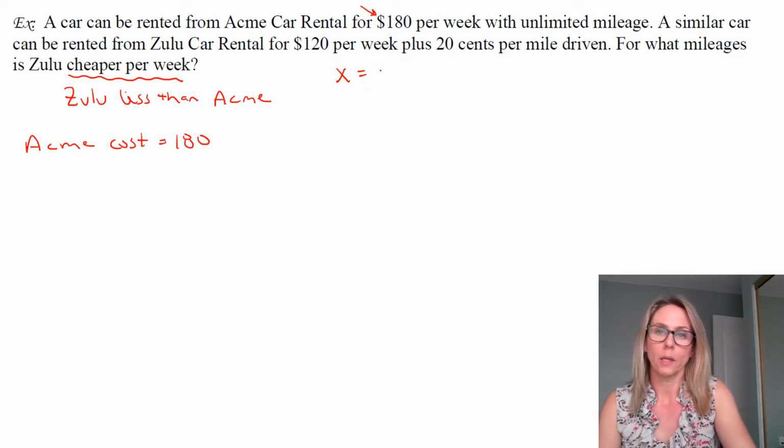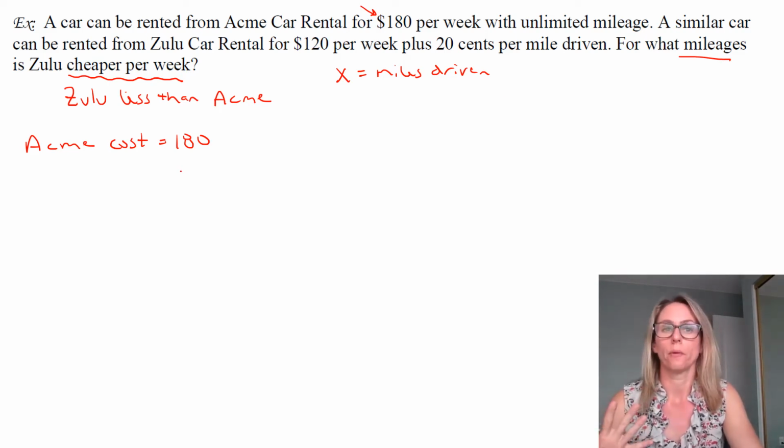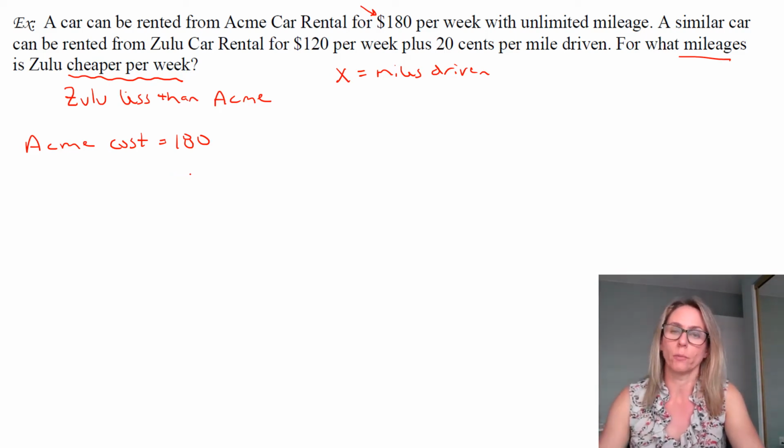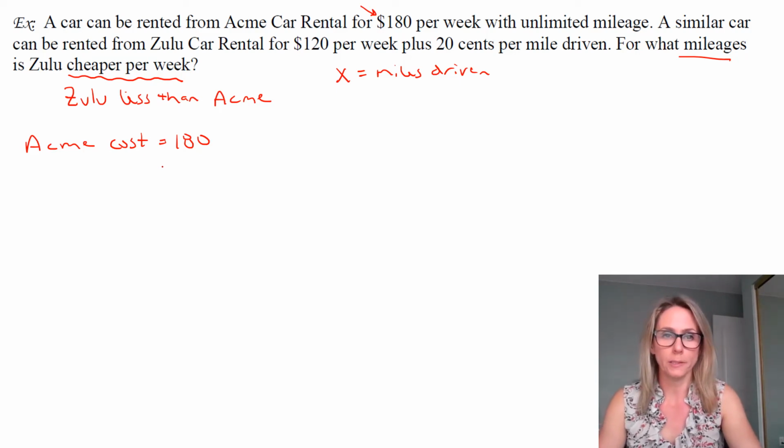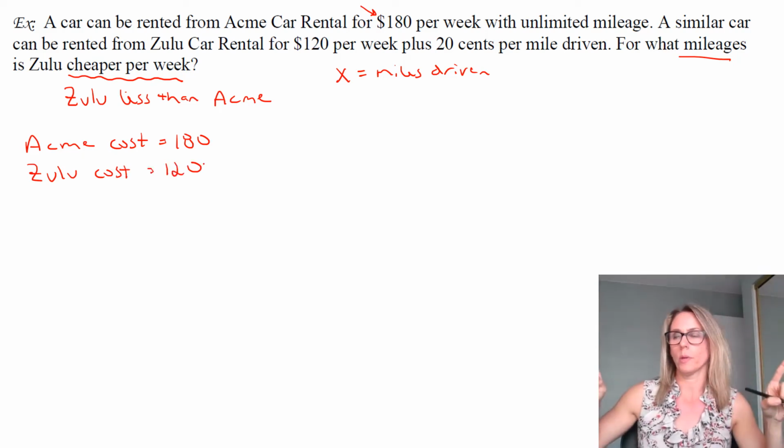So x will be miles driven. And we know that that's what we should call x because it's saying for what mileage is Zulu cheaper per week. So miles driven would be a good way to say that for x. So that means that Zulu cost is that flat 120. That does not change. It is 120.